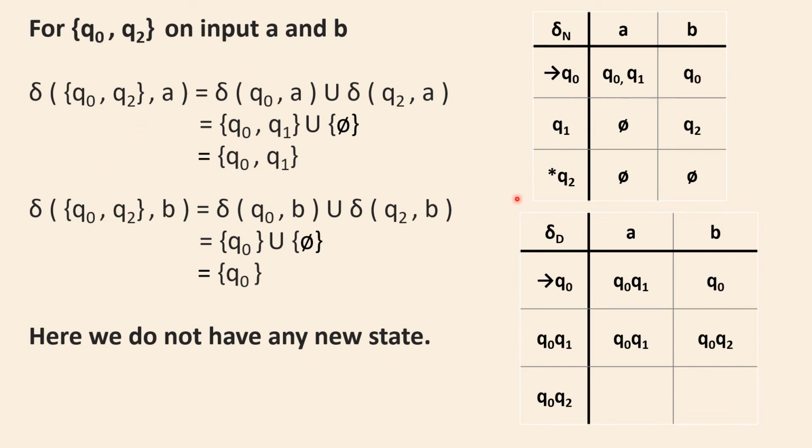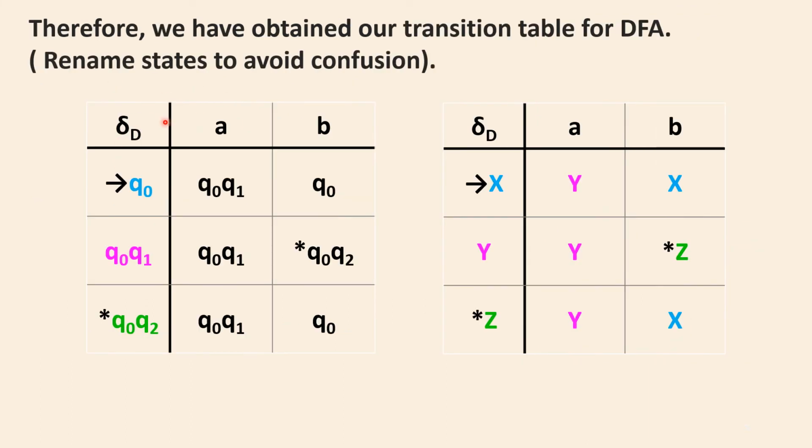So here we can stop the transitions because we do not have any new states. We must continue only if we have any new states. Here both the outputs are already in the transition table of the DFA, so we should not repeat. So let us fill the table. Q0 Q2 on input A has Q0 Q1 and Q0 Q2 on input B has Q0 itself. So this is the completed DFA transition table.